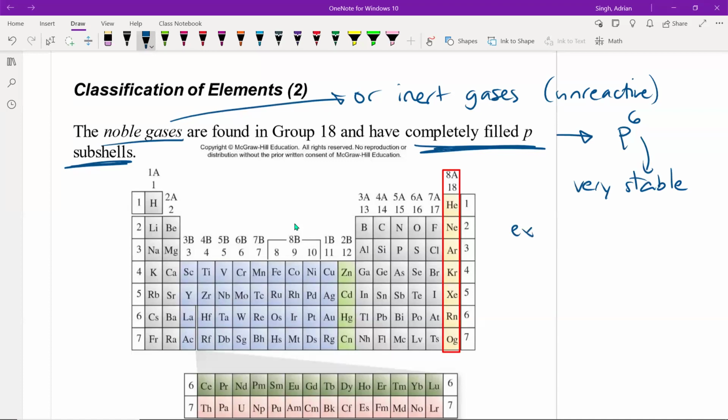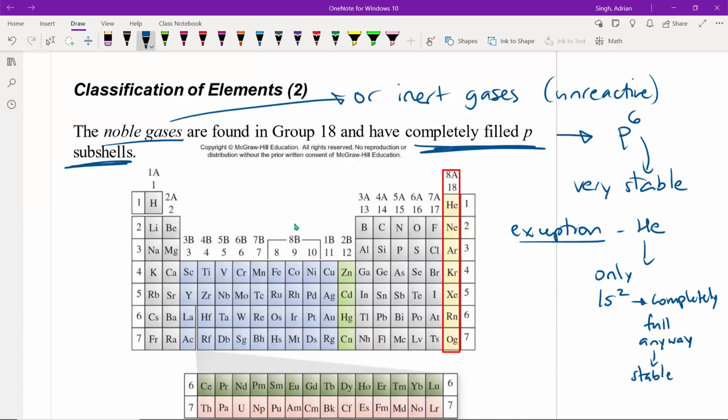One important exception to this is helium. Helium doesn't have a p sublevel. It only has an n equals 1 principal energy level. So helium only has the 1s, but it's 1s2, so it still is completely full. It still follows that completely filled subshell, so it's also very stable. That's why it's lumped into group 8A, the noble gases, because of the same general principle.